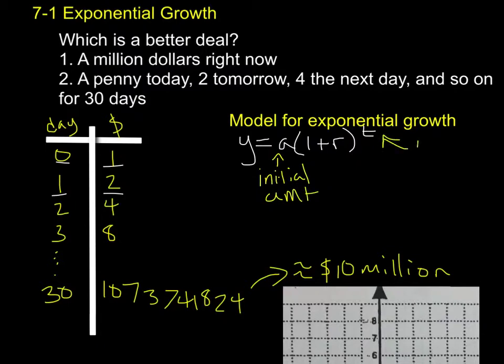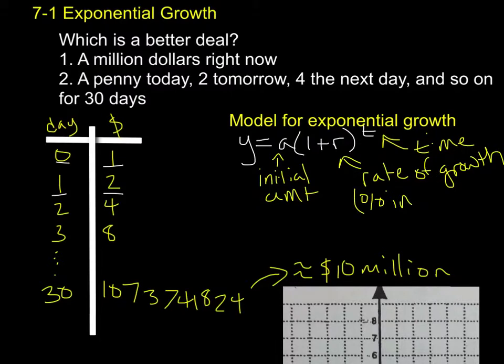T, not surprisingly, is time. How many days, how many years? The units can vary, but how long are we talking about? And R stands for the rate of growth. And that is always expressed as a percent in decimal form. And what I mean by that is 50% would be 0.5, 75% would be 0.75.